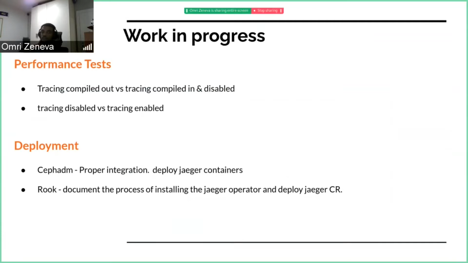And Jaeger also supports Rook deployment. They have an operator, and we decided with the Rook maintainers to document the process of installing the Jaeger operator and deploying the Jaeger CR, and not add code to the Rook operator to install the Jaeger operator by itself. They have some abilities to configure the Jaeger components and to configure the Ceph cluster to communicate with the Jaeger operator, with the Jaeger pods. So adding code to the Rook is currently unnecessary.